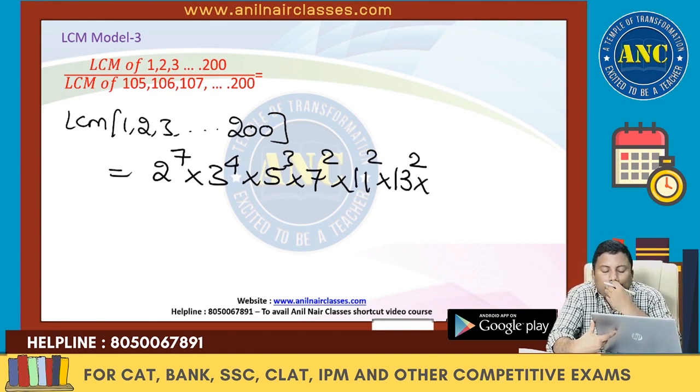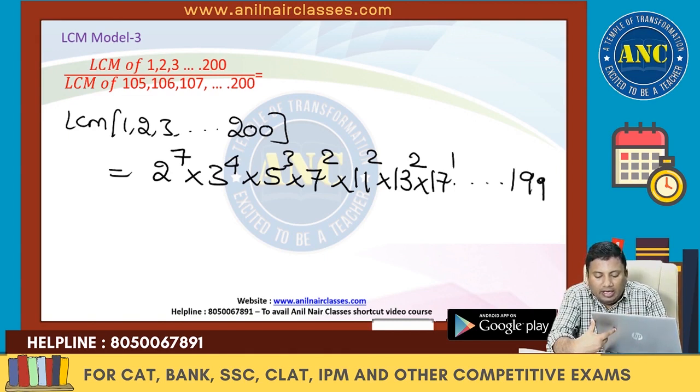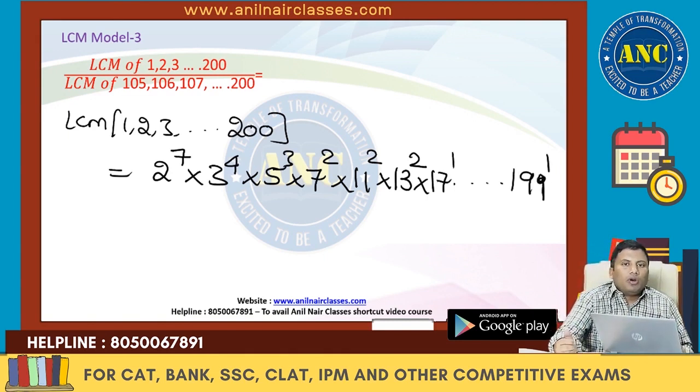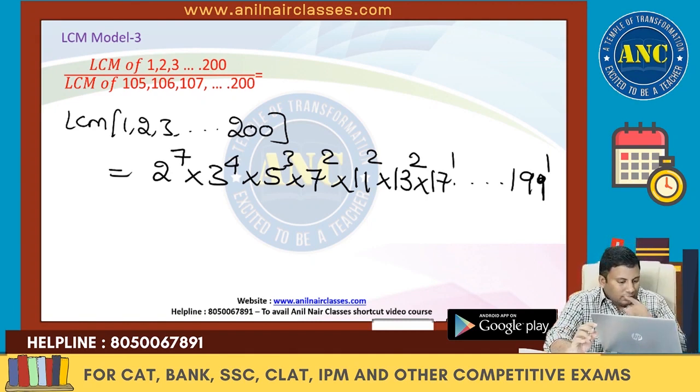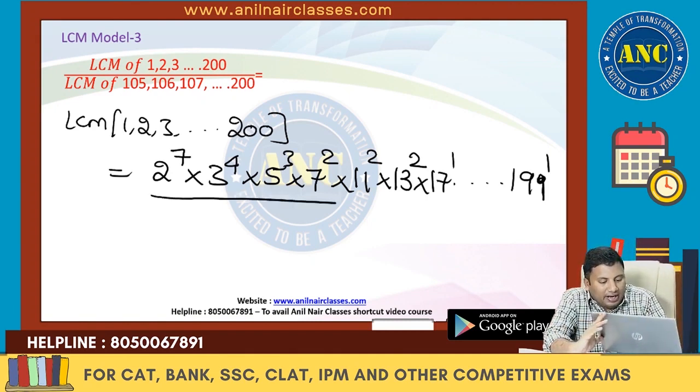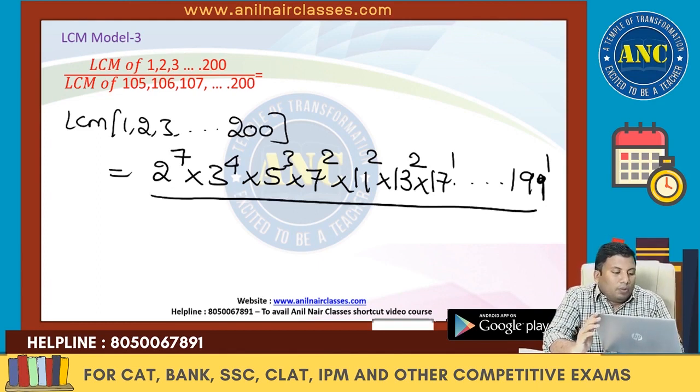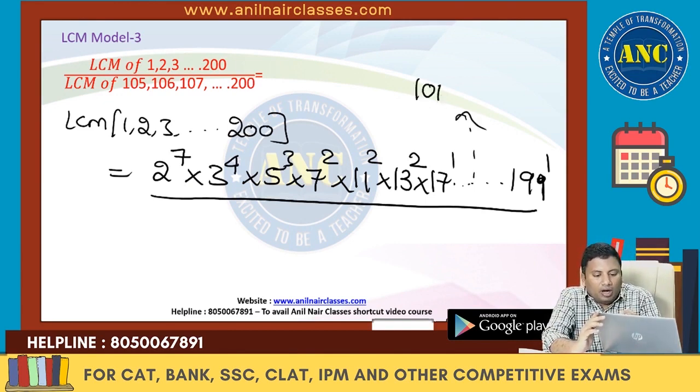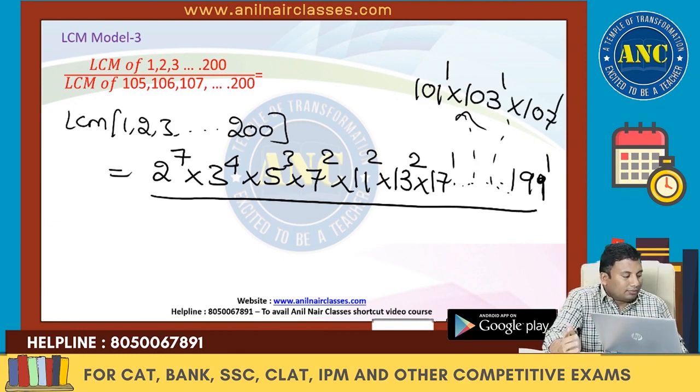17 square. All are remaining and so on up to 199 power 1. All are prime numbers. Divided by 2, and so on up to, in between here 101 power 1 will come, 103 power 1 will come, 107 power 1 will come, and so on. I hope it is clear, right? Any LCM can be written as the highest power of the prime number.